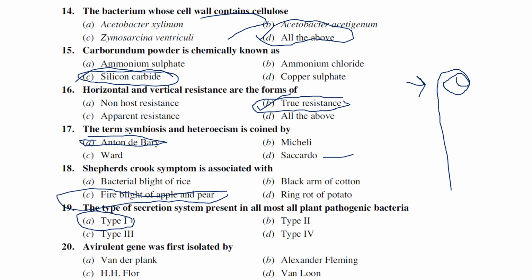Who first isolated the avirulence gene? Van der Plank, Alexander Fleming, H.H. Flor, or Van Loon. Generally, the avirulence concept was first given and the gene first isolated by H.H. Flor. The term avirulence gene was also coined by H.H. Flor in 1950. Van der Plank, we know very well, is considered the father of plant disease epidemiology. Alexander Fleming, world's first antibiotic, penicillin, isolated from Penicillium notatum. Now it is isolated from Penicillium chrysogenum.